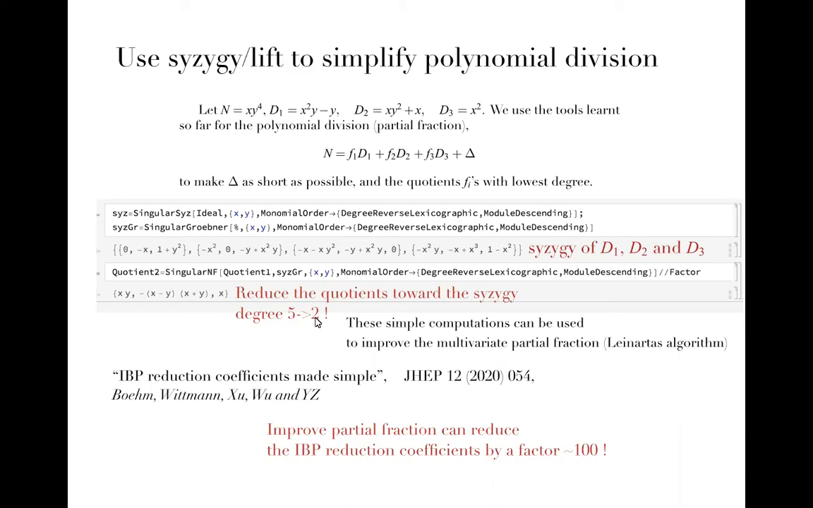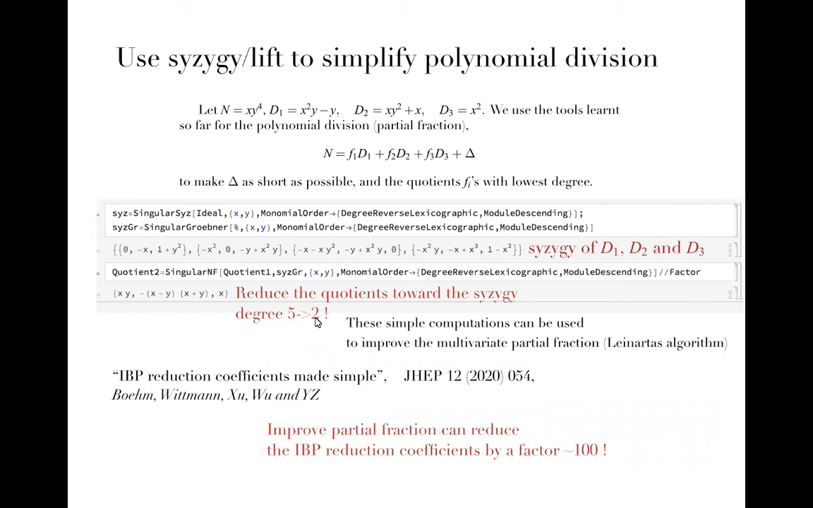So this simple example has a lot of applications for simplifying the integral results in amplitudes. For example, like our recent work with my colleagues, "IBP reduction coefficients made simple." We find that first you do the IBP reduction, and then you convert the IBP reduction coefficients to a UT basis, if you have a UT basis.